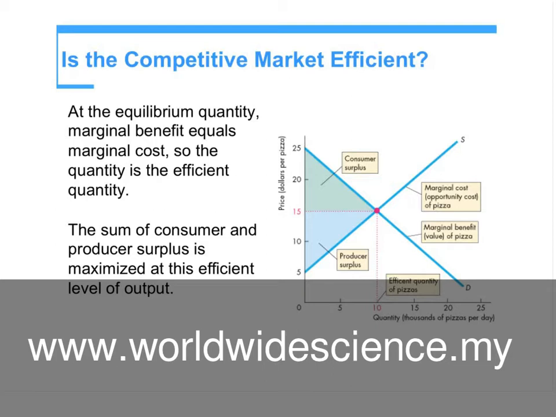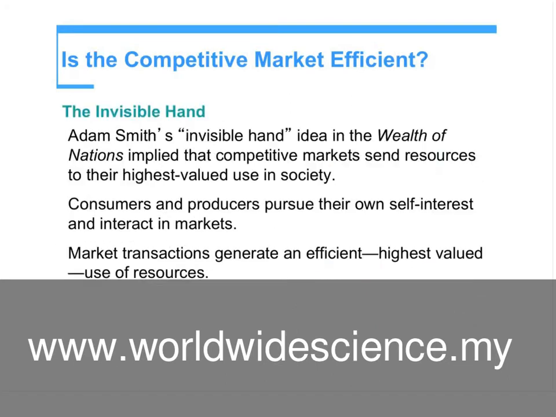And then we have the invisible hand. Adam Smith came up with this invisible hand. The idea from The Wealth of Nations implied that competitive markets send resources to their highest valued use in society. Consumers and producers pursue their own self-interest and interact in the markets. So we need to understand that consumers and producers are always pursuing their own self-interest, and market transactions generate an efficient, highest valued use of resources.